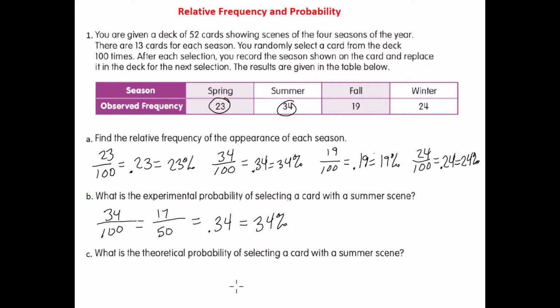Theoretically speaking, our chances of selecting a summer scene would have been 13 out of 52. There were 52 total cards, and there were 13 that were summer. If we reduce that, that is 1 out of 4. So we had a 1 out of 4 chance, theoretically speaking, of selecting a summer scene, which is 25 hundredths, or 25%.